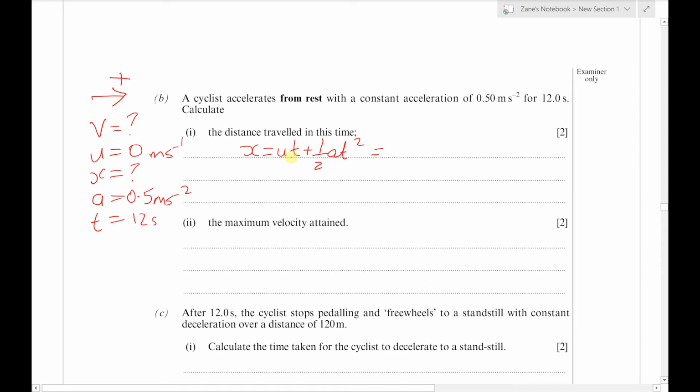u is 0, so the ut term becomes 0. So we're just left with a half times 0.5 times 12 squared. Now 12 squared is 144, half of that is 72, and half it again is 36. So our answer is 36 meters. To find the maximum velocity attained, well, we can use any equation with v in. Let's use the simplest one. v equals u plus at. So 0 plus 0.5 times 12, and 0.5 times 12 is 6. So we've got 6 meters per second.